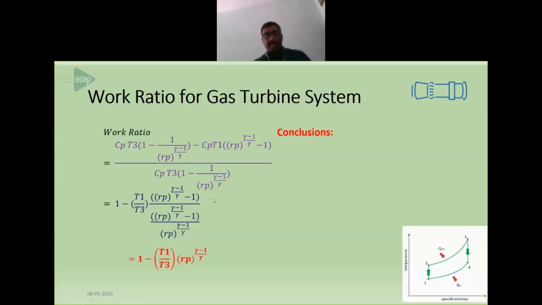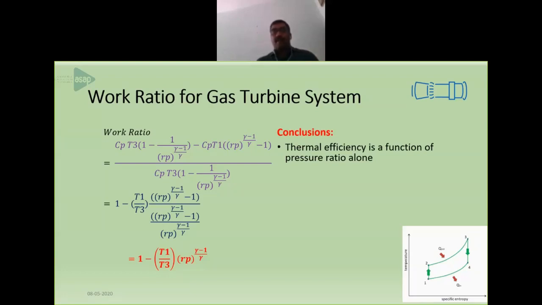Now, these two will get cancelled. This will go to the numerator. So you will have Rp raised to gamma minus 1 by gamma. So work ratio is equal to 1 minus T1 by T3 into Rp raised to gamma minus 1 by gamma. Simply we can say work ratio is equal to 1 minus the temperature ratio multiplied by the pressure ratio raised to gamma minus 1 by gamma. We are concluding it like this.